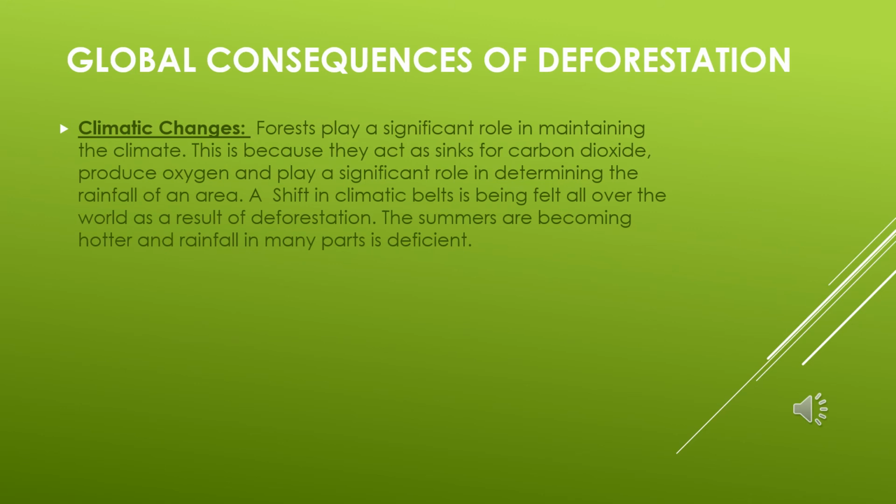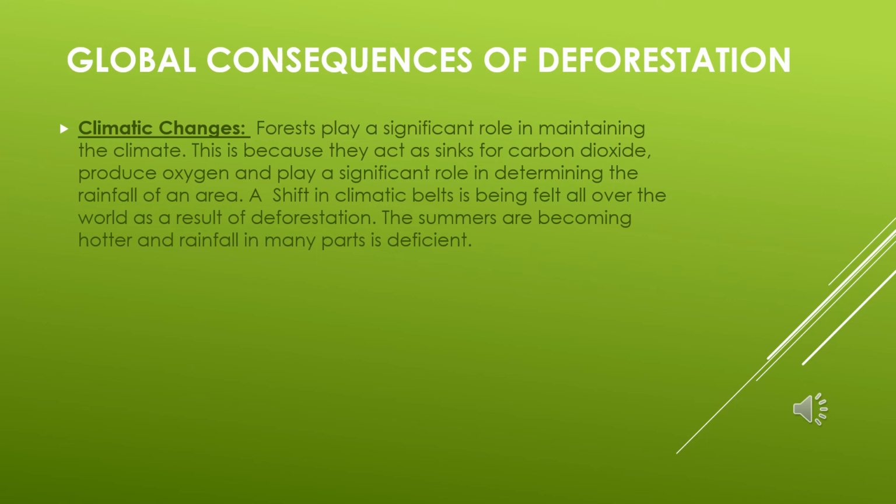Now we go to global consequences of deforestation. In that, 3 points are there. The first one is climate change. All these points you have already seen in the video I presented in the first slide. Forests play a significant role in maintaining the climate, that we know. This is because they act as sinks of carbon dioxide. Sinks of carbon dioxide means they absorb carbon dioxide for the process of photosynthesis and give out oxygen. So they produce oxygen and they play a significant role in determining the rainfall of an area.